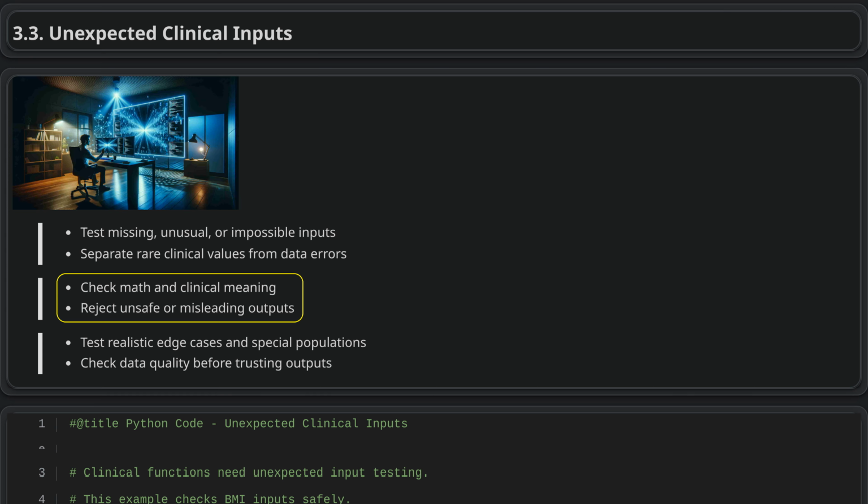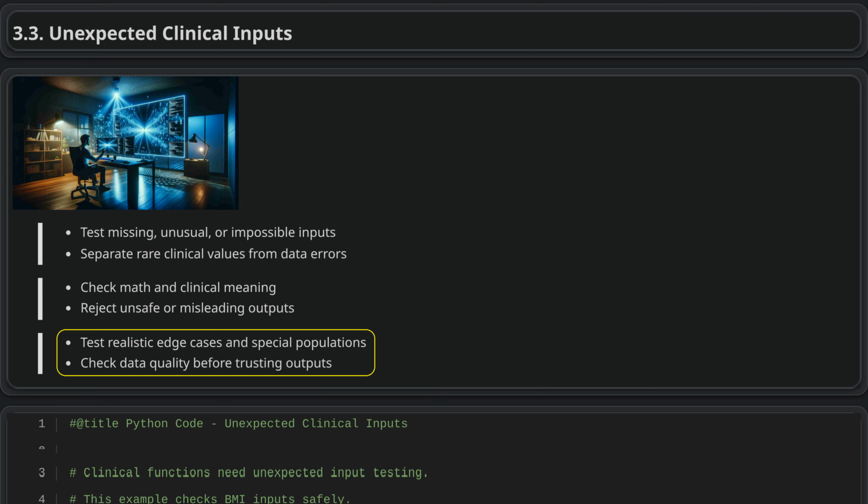When testing unexpected inputs, check both the calculation and whether the result makes clinical sense. A function may return a precise number from invalid data, such as an impossible age or the wrong unit, but that output can still be misleading or unsafe. Tests should confirm that out-of-bounds inputs are detected, problems are explained clearly, and invalid results are not presented as trustworthy.